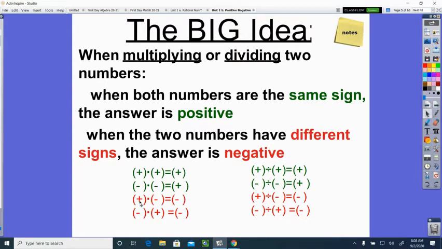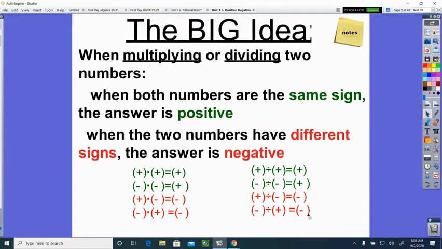Now, if your first number is positive and the second number is negative, because they have different signs, your product, your answer will be negative when you multiply. And over here, it will also be negative when you divide.